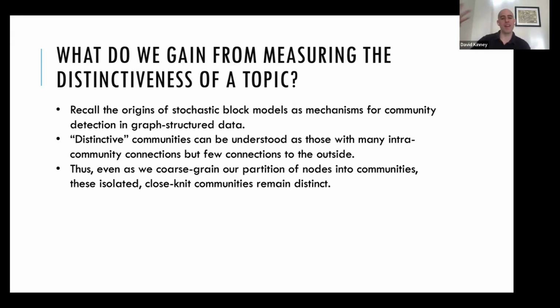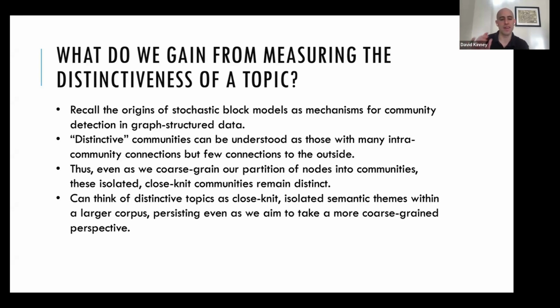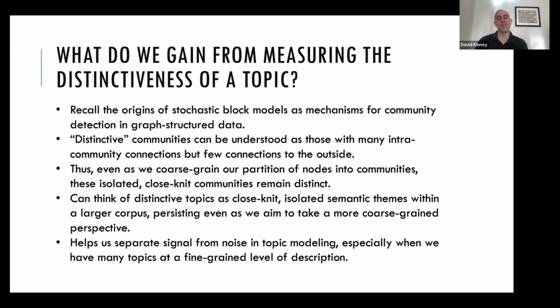And so even if we were to coarse-grain our partition of nodes into larger and larger communities, these isolated, close-knit communities are going to remain distinct, right? And so in the very general sense of community detection, this is what we're latching onto when we latch onto a distinctive community, right? We can think of these distinctive topics as close-knit, isolated semantic themes within a larger corpus, persisting even as we aim to take a more coarse-grained perspective.